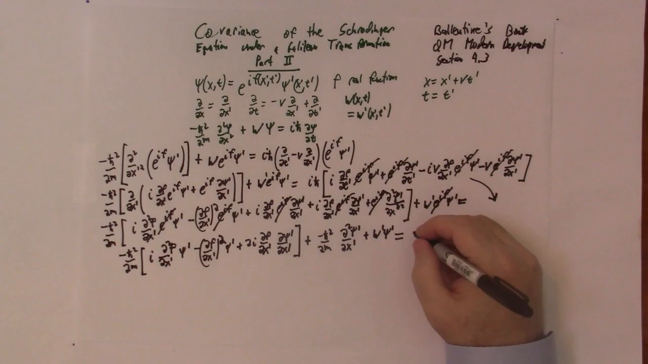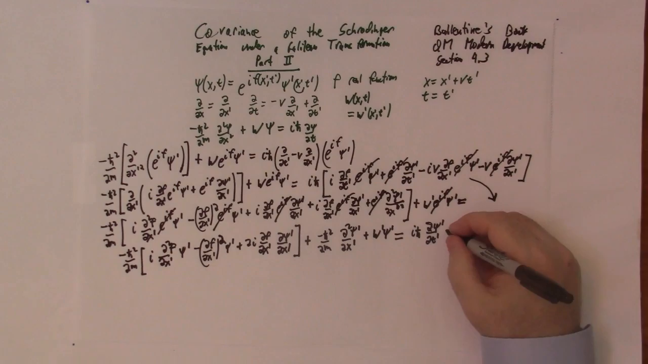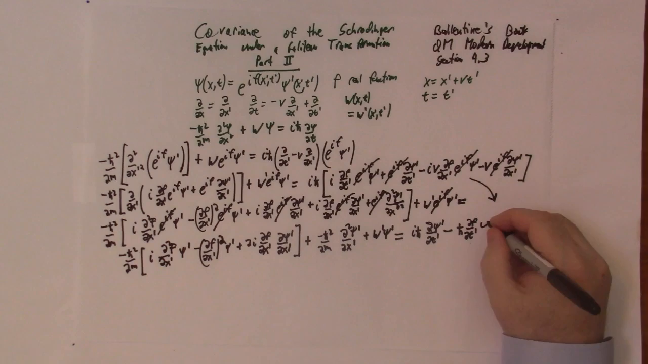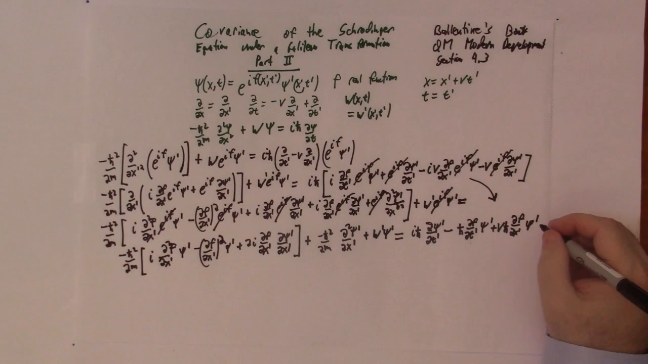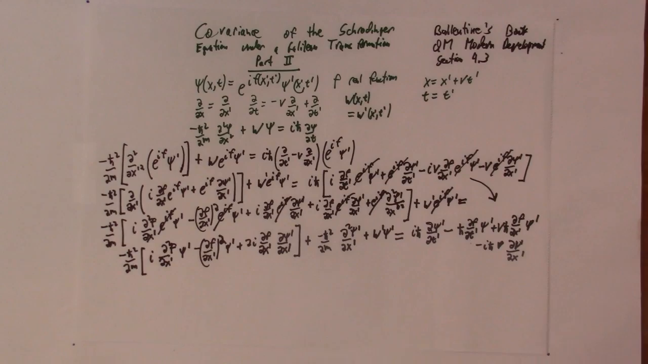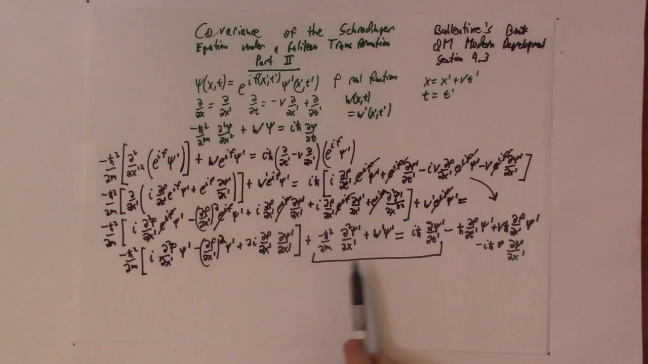This is equal to up here. And the first term I'm going to write is i h bar, I'm going to take this term over here, partial of psi prime with respect to t prime. And I'm going to put the other terms, minus h bar, i times i is minus 1, partial of f with respect to t prime psi prime, plus v h bar partial of f with respect to x prime psi prime, minus i h bar v partial of psi prime with respect to x prime. Okay. Now, these three terms are just the Schrodinger equation in the transformed system. So this is what we want. So all these other terms have to add up to zero.